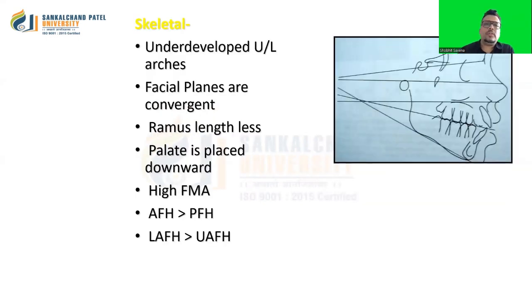Coming to the skeletal features, the patient has underdeveloped upper and lower arches due to the counterclockwise rotation of the maxilla as well as the clockwise rotation of the mandible, or a combination of both of these, which is also one of the contributing factors in a skeletal open bite. The facial planes are also convergent. The ramus length is reduced. The palate is placed downward.